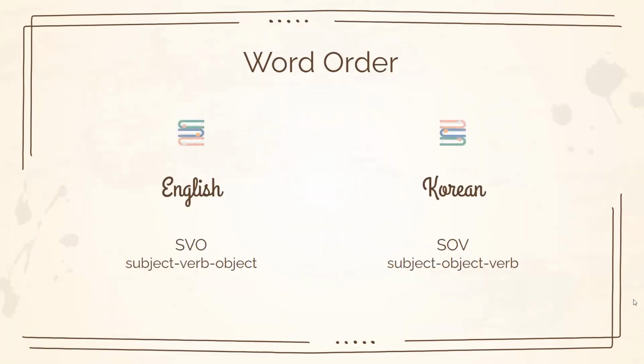Another difference in the two languages is word order. English order is subject, verb, object, whereas Korean order is subject, object, verb. However, this is mainly default, as the particles we saw earlier actually allow for scrambling, which we will discuss in a minute.